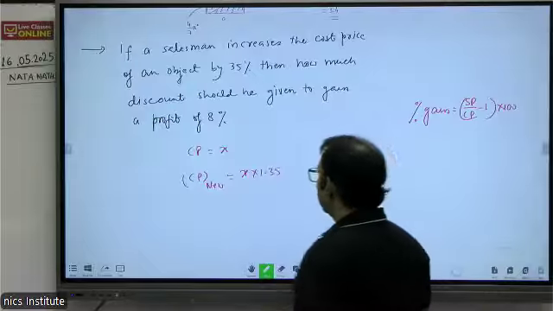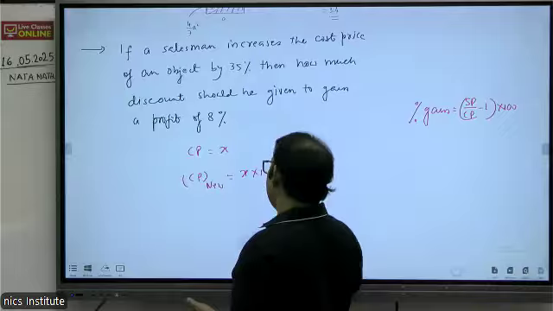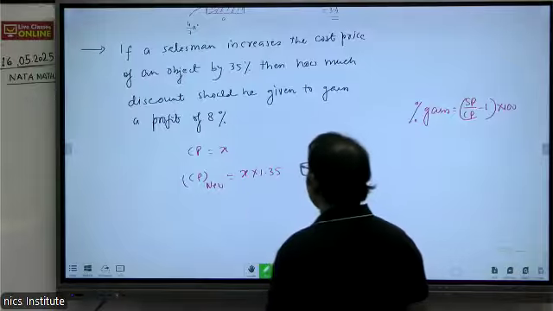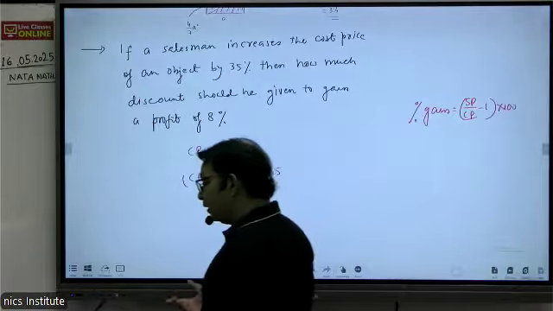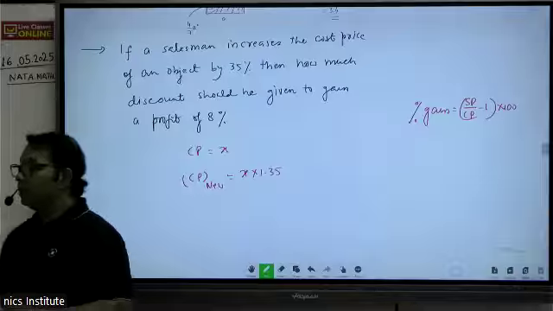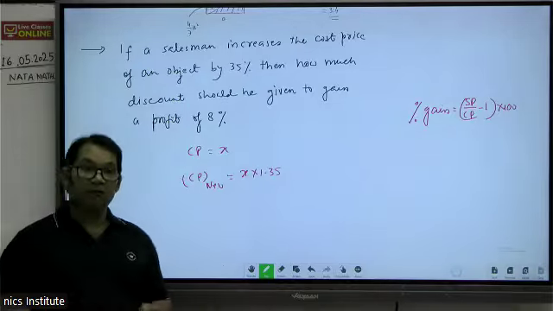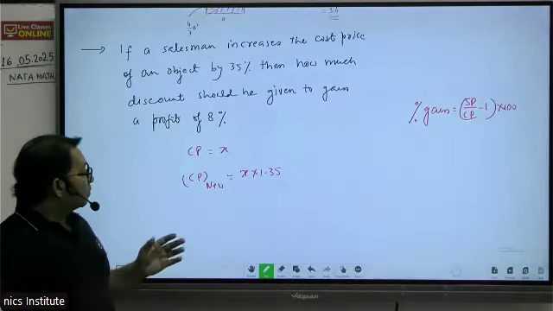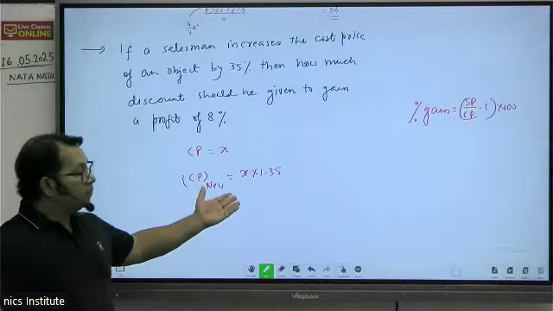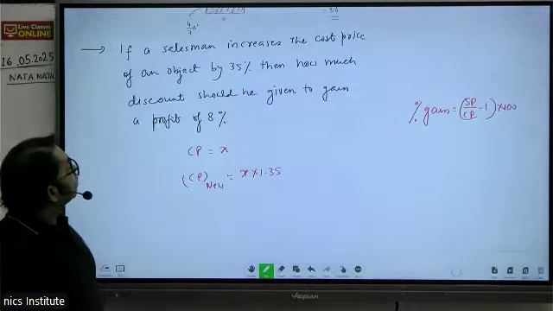If you want to increase something by 50%, multiply by 1.5. Shortcut method. If you want to decrease something by 10%, multiply by 0.9. If you want to decrease something by 30%, multiply by 0.7. So you are increasing the cost price by 35%. So I have multiplied. So this is a new cost price.